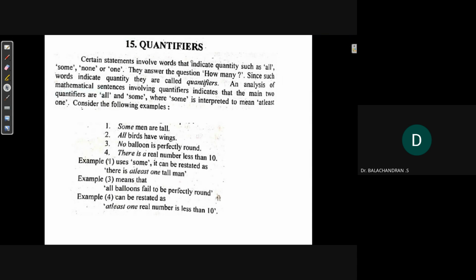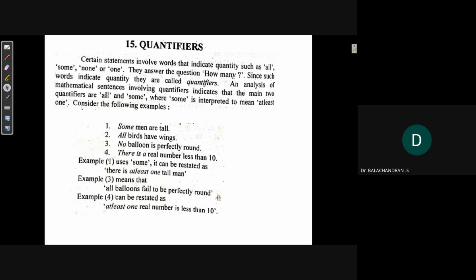So today we will discuss quantifiers. Formally, first I will tell the definition of quantifiers. It means the quantity. Statements involve words indicating quantity such as all, some, none, or one. These are all statements indicating quantity. Actually, they answer the question how many.